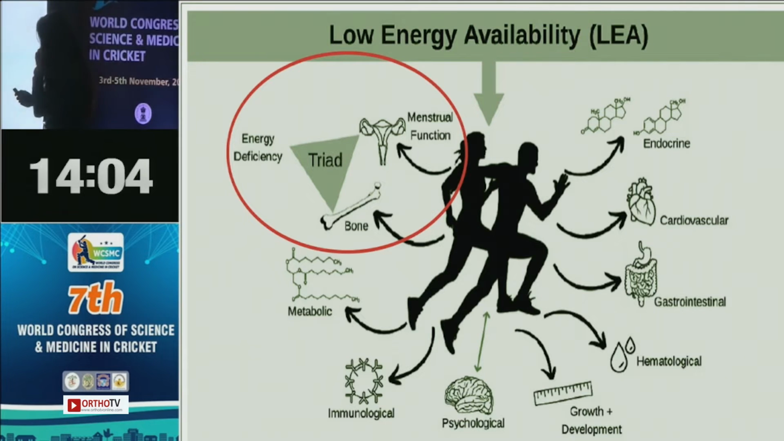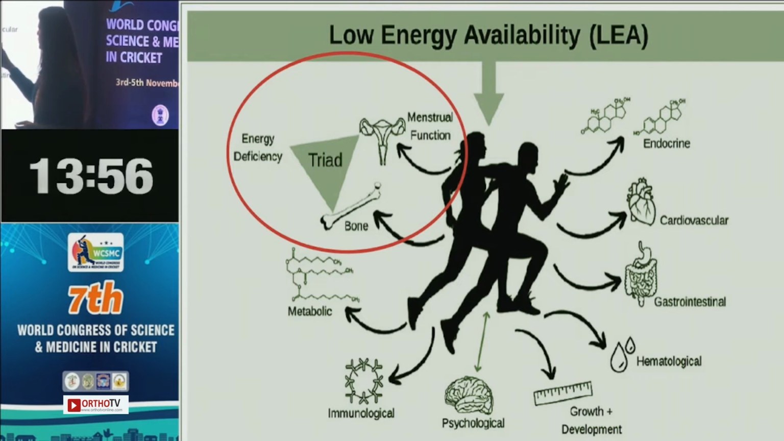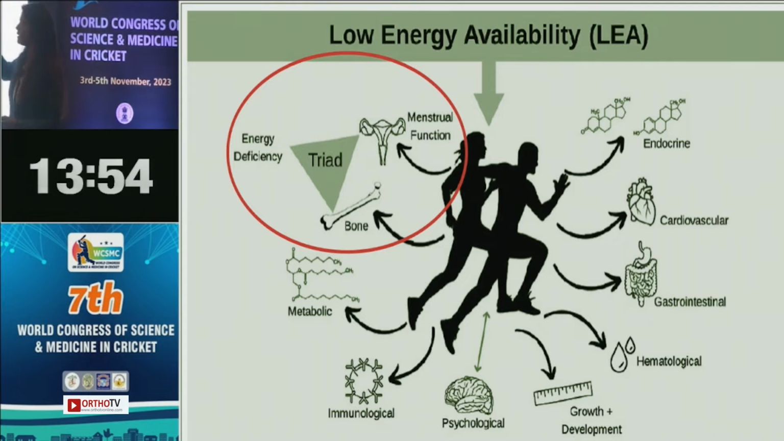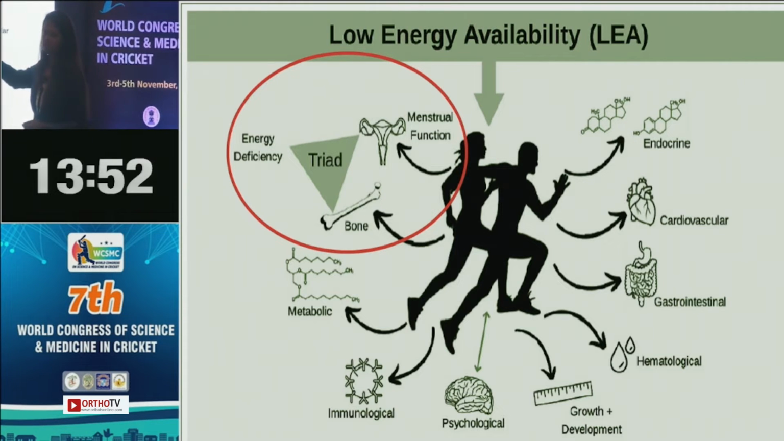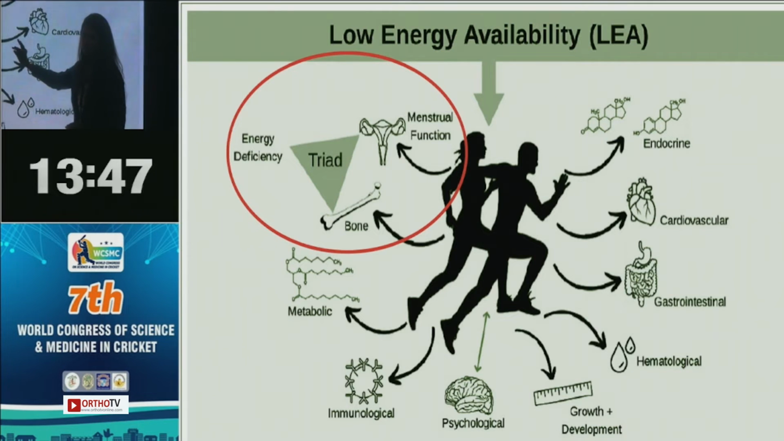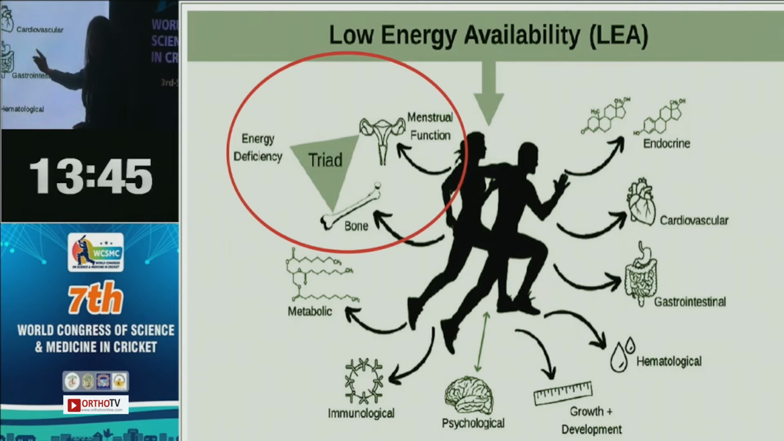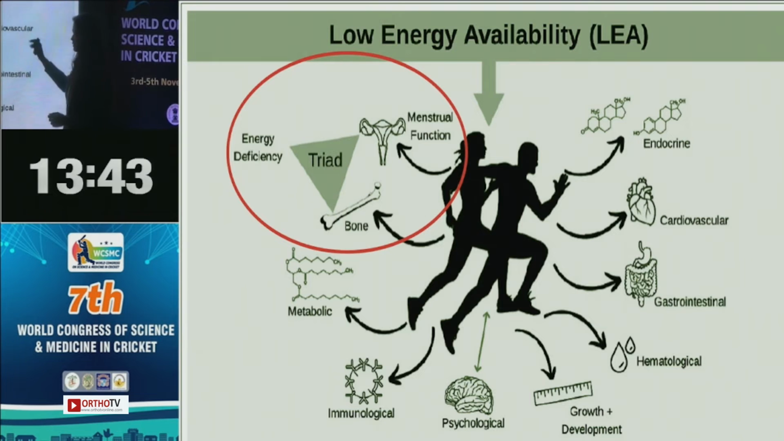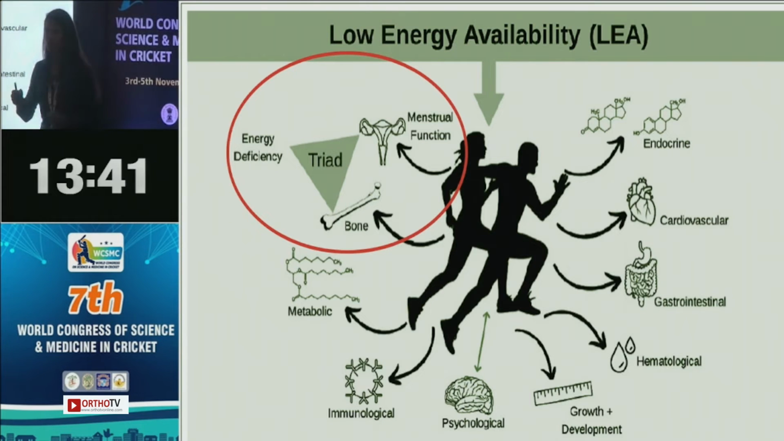Before we start that, this is what we are going to talk about. As we already discussed, as there is energy deficiency, it is definitely going to hamper the menstrual cycle, which is linked to the bone, and also energy deficiency. So this is something we are talking about, the female triad. This also happens in males, but the focus is more towards the female, so we are going to keep it a little more prompt to it.